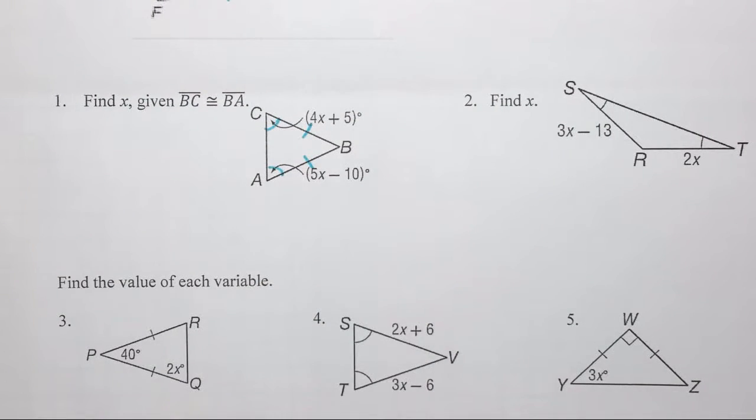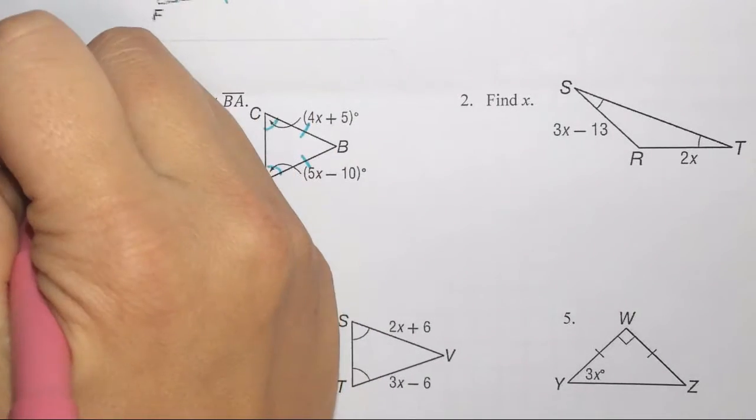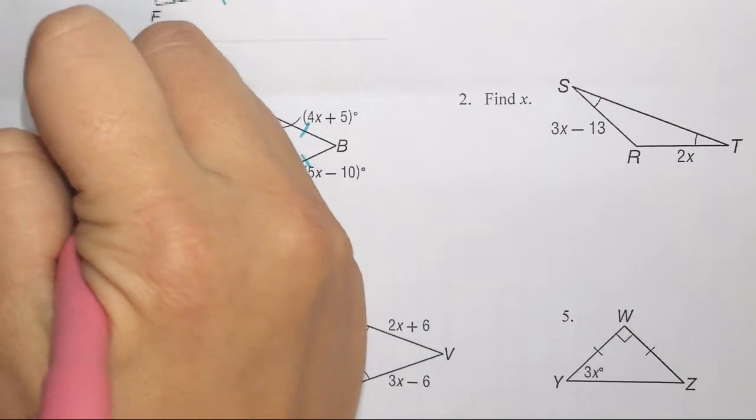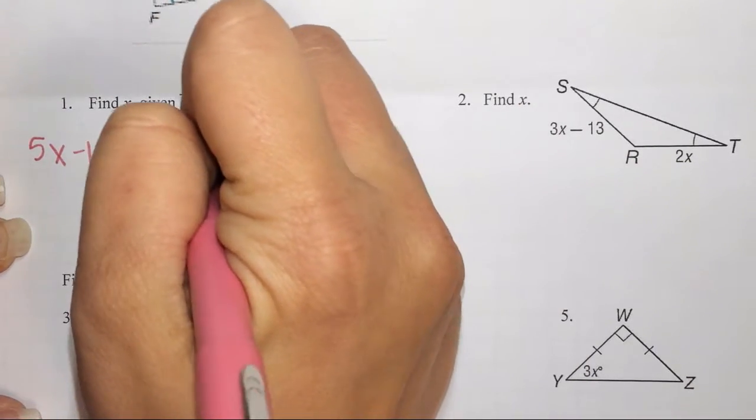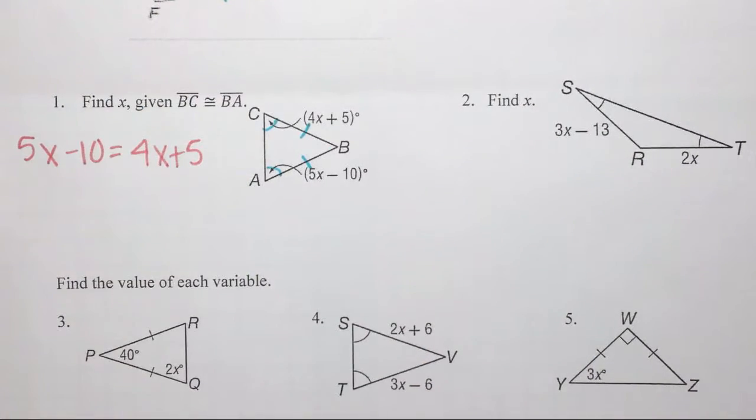Yes, you can take a point. Now, if they are congruent, what can we do with the two measures to find x? Set them equal. Take a point. So we say 5x minus 10 equals 4x plus 5. Who can help me solve that problem?